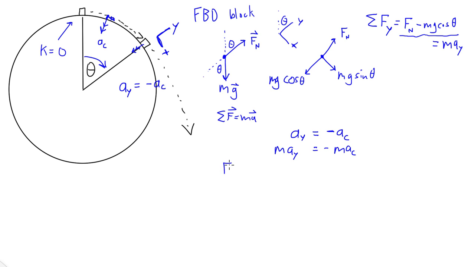So what I'm going to get here is normal force minus mg cos theta on the left-hand side is going to equal negative m, and then your centripetal acceleration, we're going to use v squared over r, where r is the radius of the sphere. So this here is r.